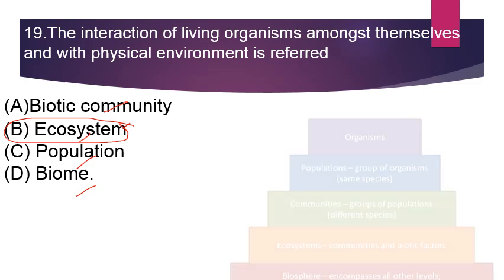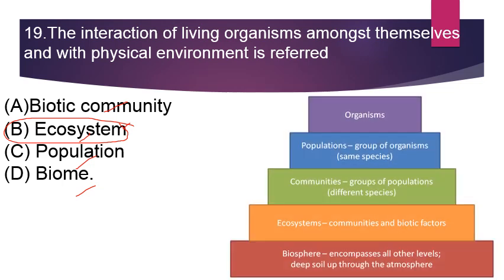If we talk about the various hierarchies in an ecosystem, it is made up of the organism, which is the basic unit. Then many organisms of the same species form a population, a group of organisms of the same species. Species, as we all know, is a group of organisms which are similar in appearance and have the capacity to interbreed and produce fertile offspring.